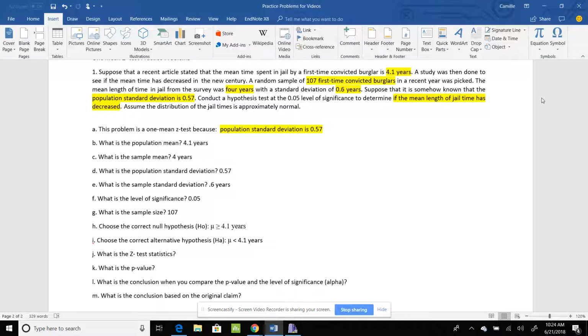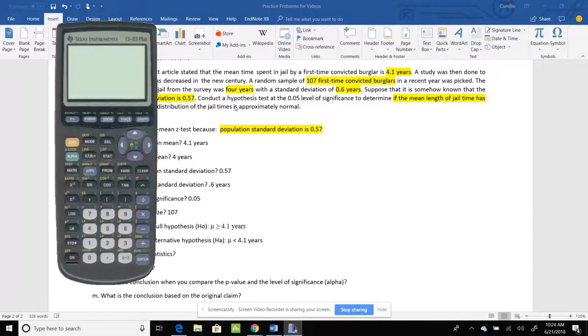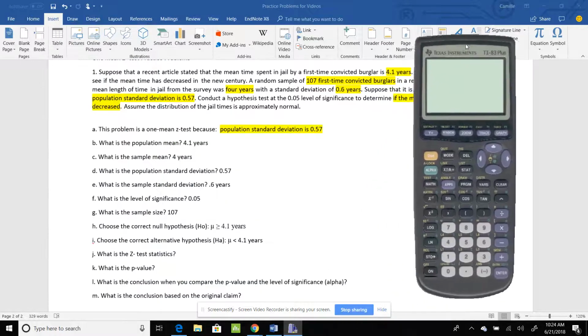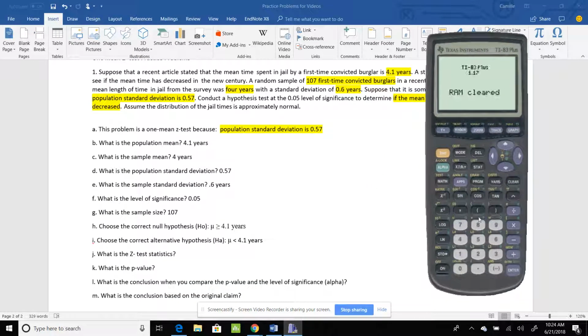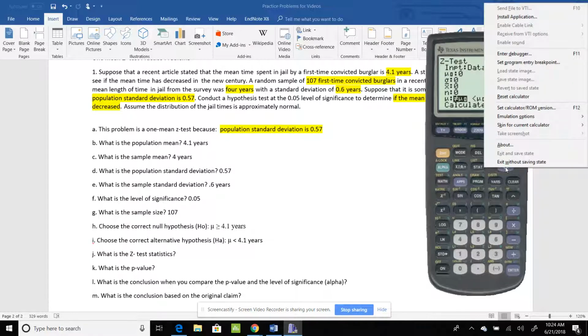All right, the next thing I need to do is solve it. So I'm going to do the calculator first. I've got my calculator here. I'm going to bring it over to here, and I'm going to turn it on. So I do stats, go over to test, and hit enter. I don't have any data, so I go to stats and hit enter, so stats flashes at me. And then I scroll down.